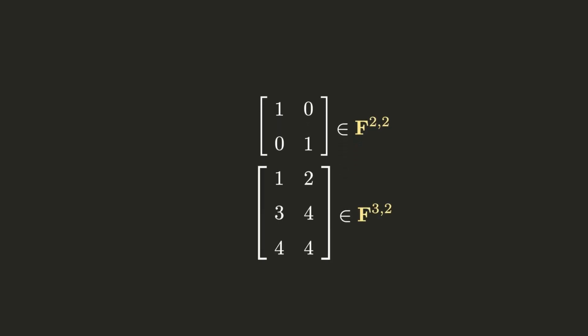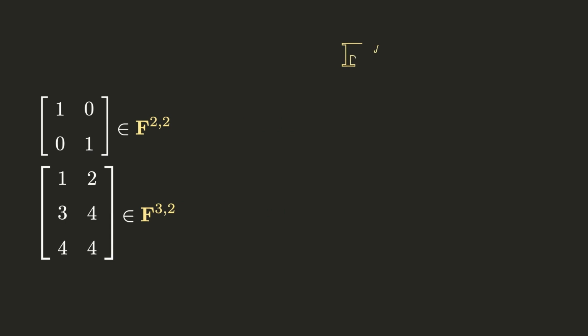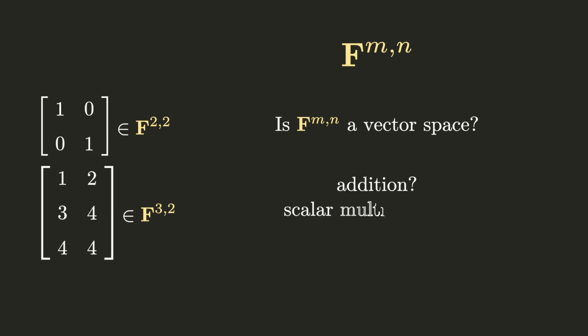Lastly, I want to show an example as a simple exercise. We use F to the n by n to denote the set of all n by n matrices. For example, this matrix is a member of F2,2. And this matrix is a member of F3,2. Now the question is, is F to the n by n a vector space? How should we define addition and scalar multiplication for F to the n by n to be a valid vector space? Take a little moment to think about it.